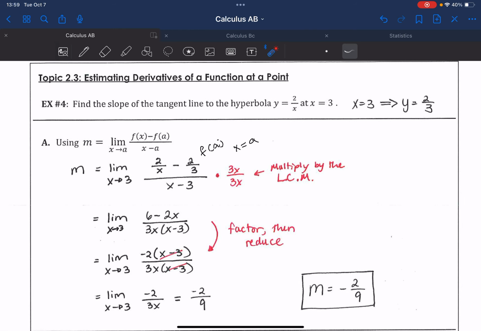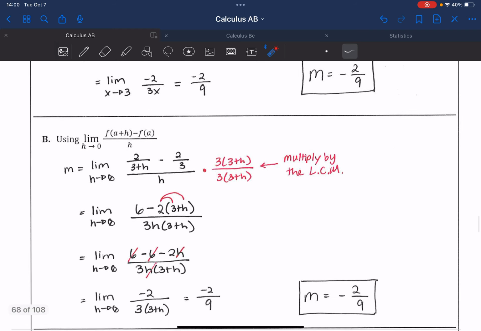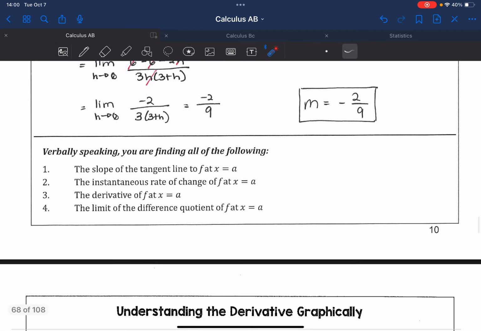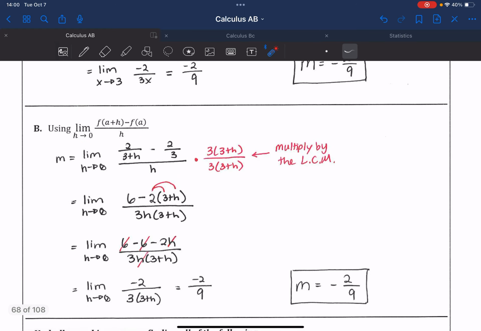Okay, next part is estimating a derivative of a function at a certain point. So that's still using this same function here, and then they give us the y equals 2 over x at x equals 3. Okay, notice how they plug in everything given to them. They get rid of these two fractions in the numerator, simplify everything, and then plug in 3 to get the slope of negative 2/9. Okay. Another way of doing this is just showing you that these two definitions give you the same answer.